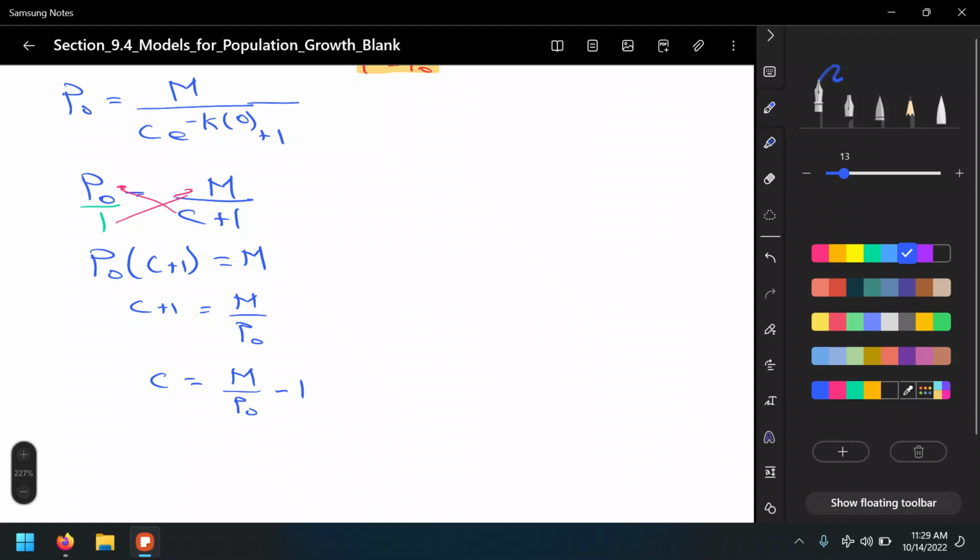Because this is not just another constant. It's actually a value of 1. It's not another constant of integration. So for example, that's a good question.